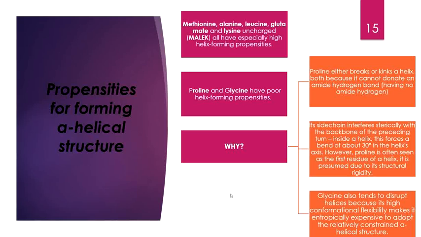Again, proline also has a 30-degree kink in that particular alpha helix. Its structure is unusual. It interferes sterically with the backbone of the preceding turn, and it brings a 30-degree turn. And because of that 30-degree turn, my helix is breaking. So these two molecules, if they are present in between an alpha helix, they break up the alpha helix.